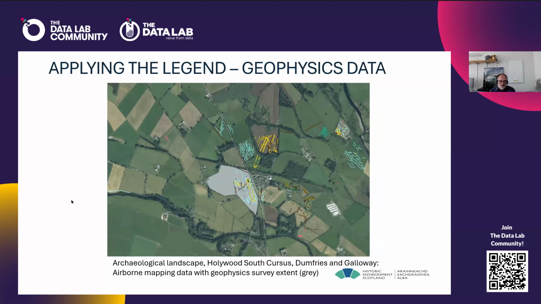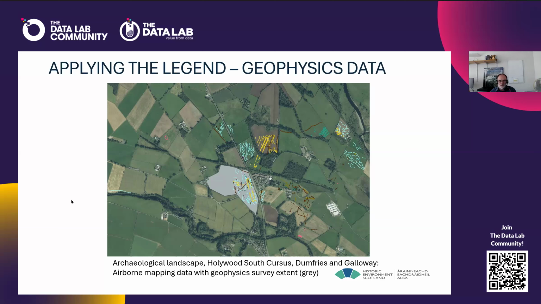We also looked at geophysical survey data. My colleagues have been testing their equipment at a place called Hollywood South in Dumfries and Galloway. It's a Neolithic ritual monument, a small Neolithic prehistoric complex. This is the data that we'd mapped from our airborne mapping program, and the grey polygon in the middle is the extent of our geophysical survey.